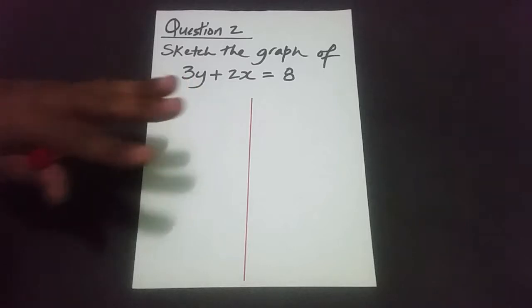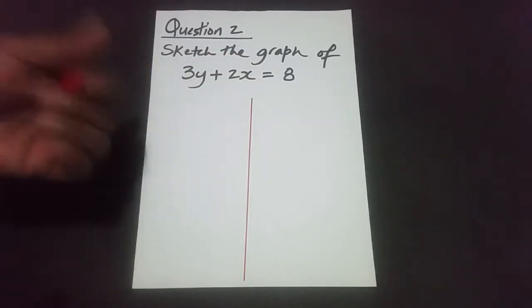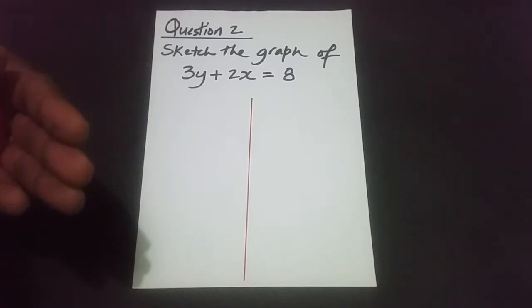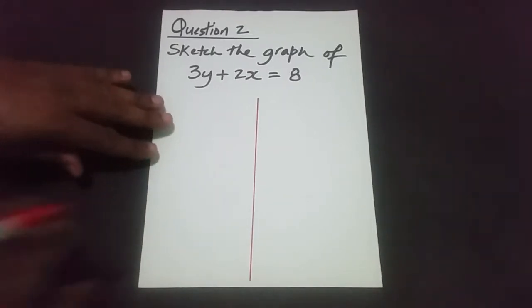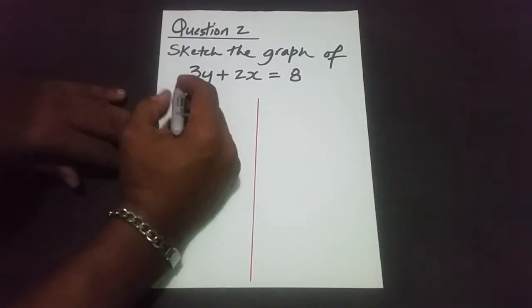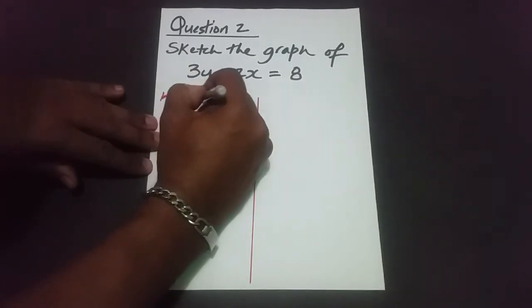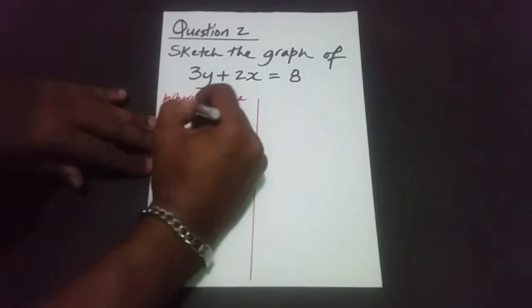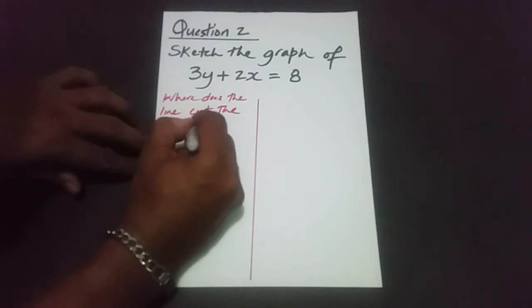So if they're not asking me for the gradient or the value of c, and they just want me to do the sketch, then all I need to do is figure out where the line will cut each of the axes. So in this particular case, I'll just go ahead and use method 2 for speed. So where does the line cut the y-axis?